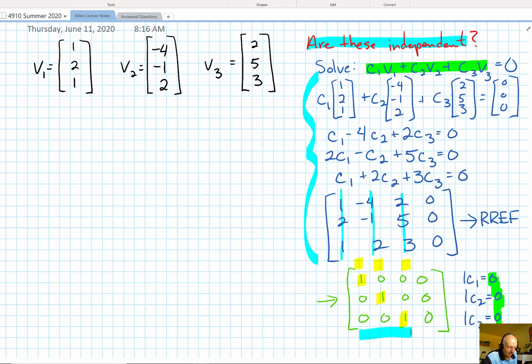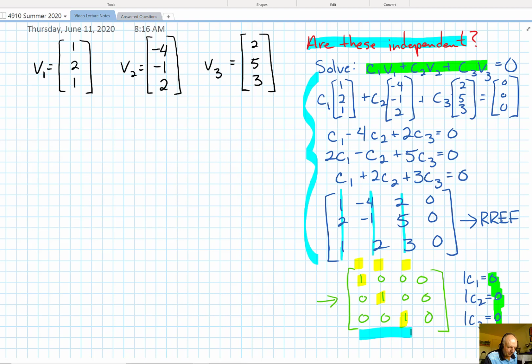They are dependent, and you can use that to find ways to write one of them in terms of the other two. But that's the shortcut. Anybody comes up to you on the street and says, are these vectors independent? Just throw them into the matrix, reduce the matrix, and see if it's the identity matrix. If it's anything other than the identity matrix, then they are dependent. Okay, so here's the interesting idea.